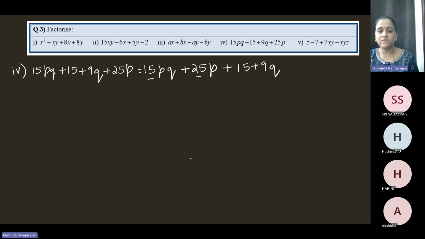So it's 5 threes are 15, 5 fives are 25. Here 3 threes are 9, 3 fives are 15. So mostly it should work. See, 15 and 25. 5 threes are 15, 5 fives are 25. This is 3 threes are 9, 3 fives are 15. If you want, you can put 9q here and then 15 also. Okay.